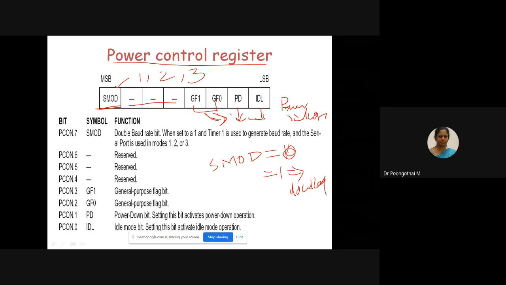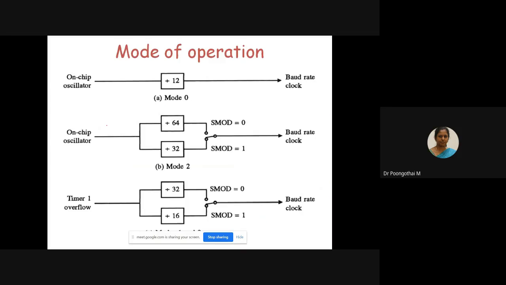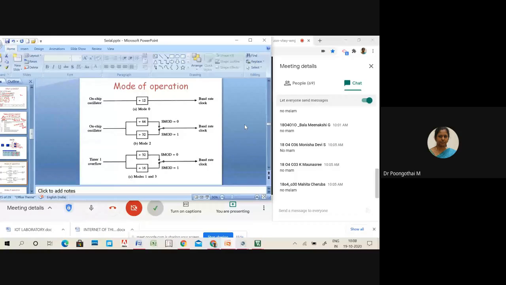So in our application, that is in serial communication programs, mainly we are focusing on SMOD. Just ignore all the remaining bits, they are not at all used. You have to concentrate on this SMOD alone for doubling the baud rate. Okay. So any other doubts up to this? Any doubts regarding your SBUF register, SCON register and PCON register?